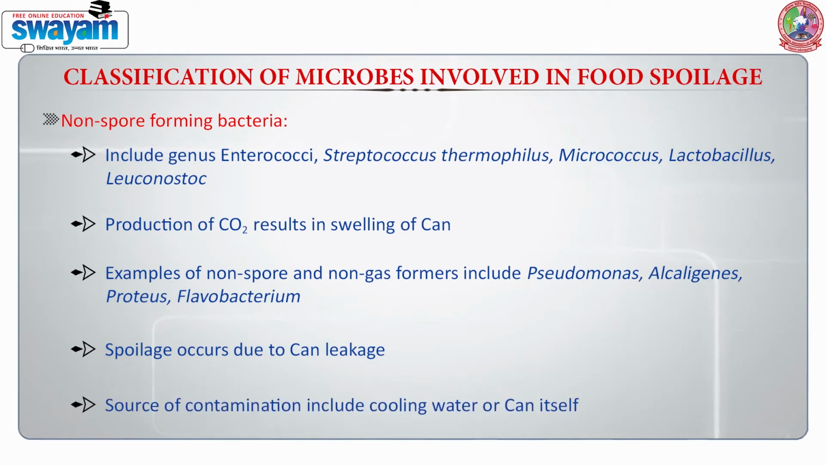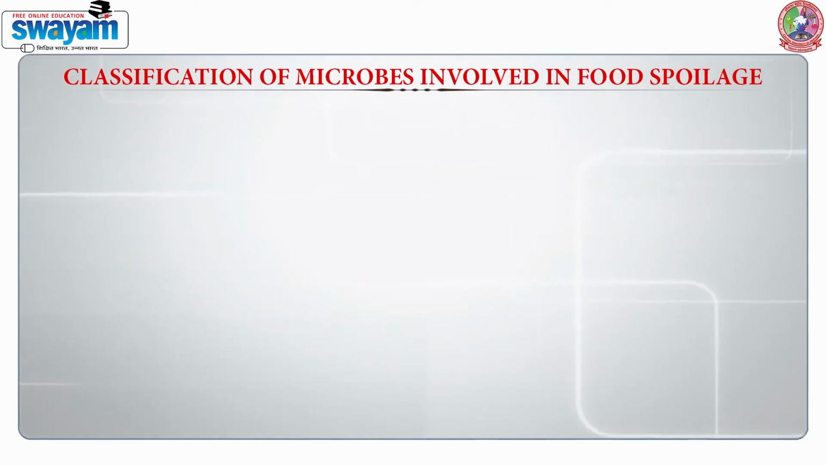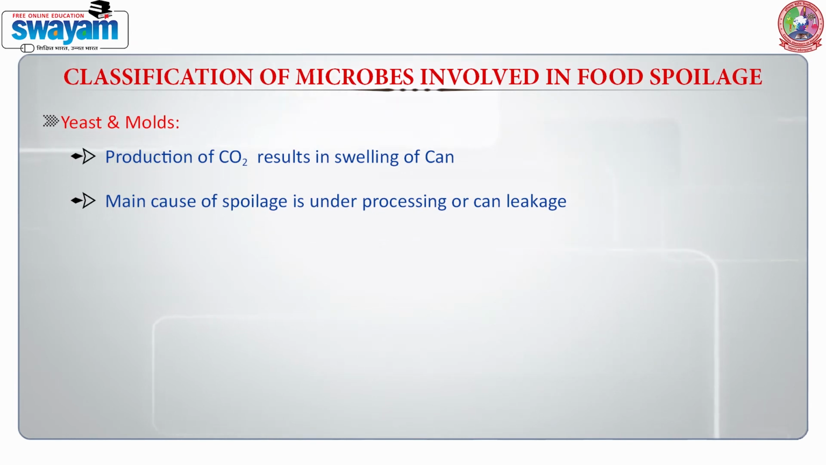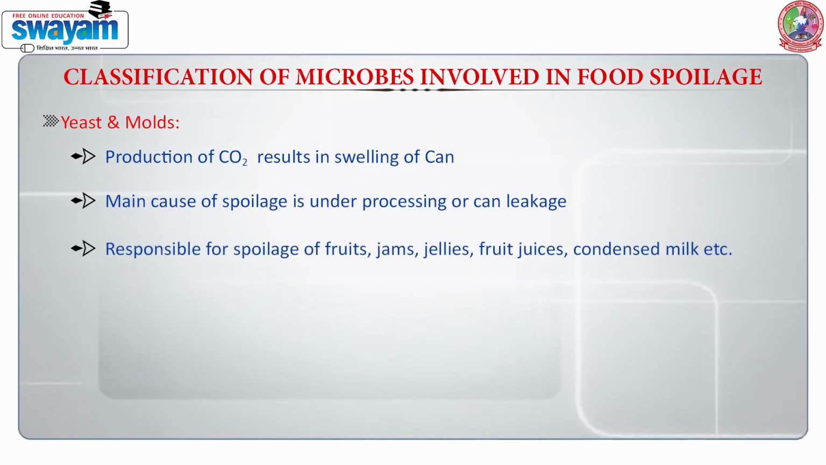The sources of contamination in these cases include cooling water or the can itself. There are also certain fungi and yeast which produce carbon dioxide and cause swelling of the can. The main cause of spoilage is under processing or can leakage, which is responsible for the spoilage of fruits, jams, jellies, juices, condensed milk and other products, etc.